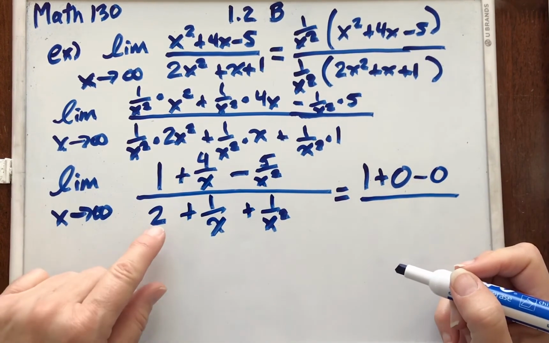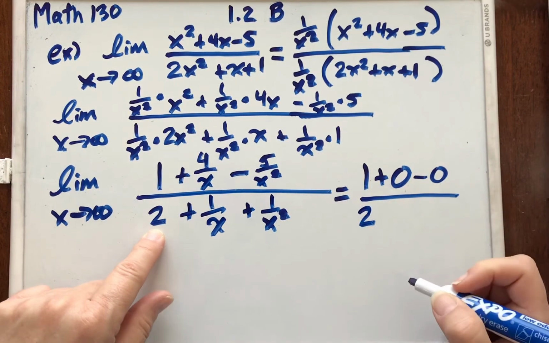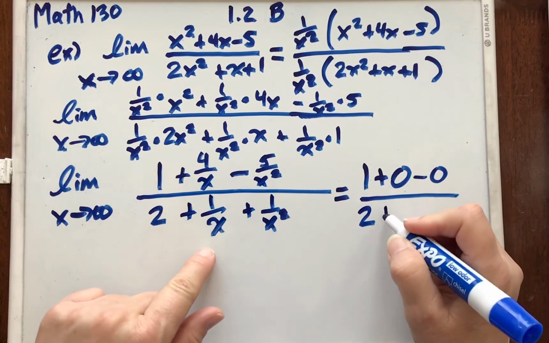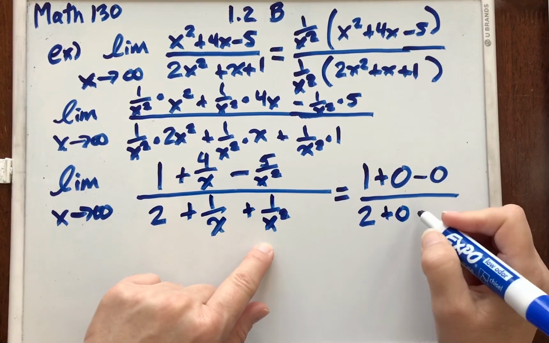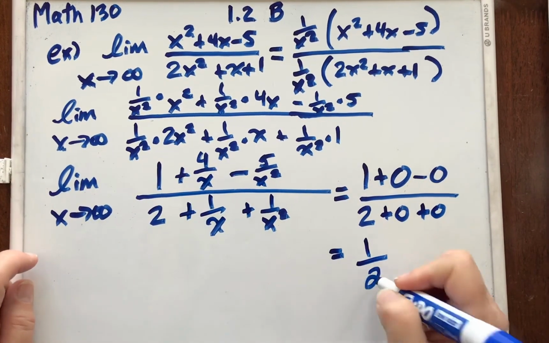Okay, so we're going to do this again. Here, x approaches infinity. This doesn't change because there's no variable here. As x approaches infinity here, this whole thing goes to 0. And this whole thing goes to 0. So our answer is 1/2.